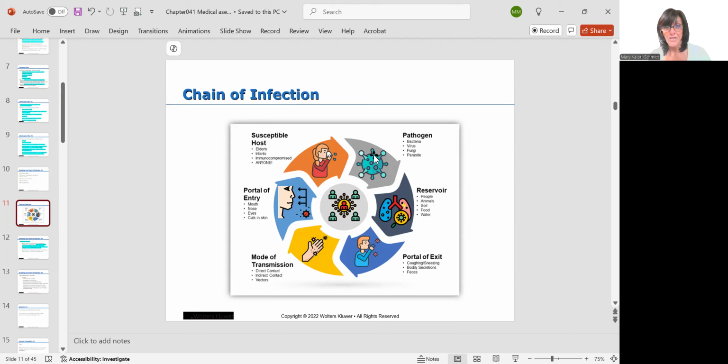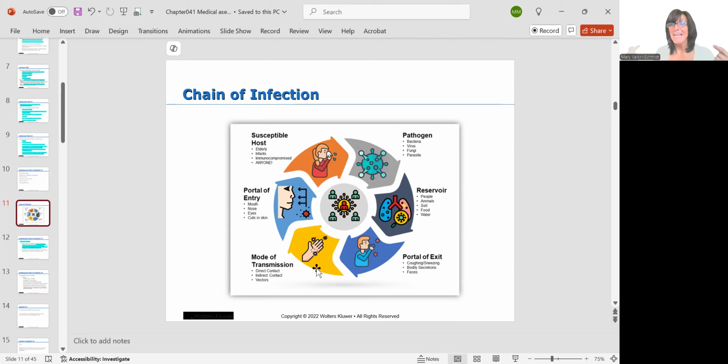That's the reservoir. And the reservoir can be a person, an animal, soil, food, or water. There are so many different places where pathogens can live and thrive. Well, then the pathogen has to get out of its reservoir. So that's the portal of exit. And then once it gets out of its reservoir, there has to be a way for it to transmit to another person. And modes of transmission would be contact, vectors, vehicles, and we'll talk about all of that, right?